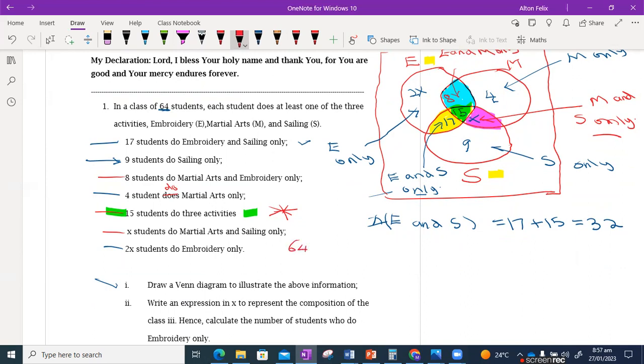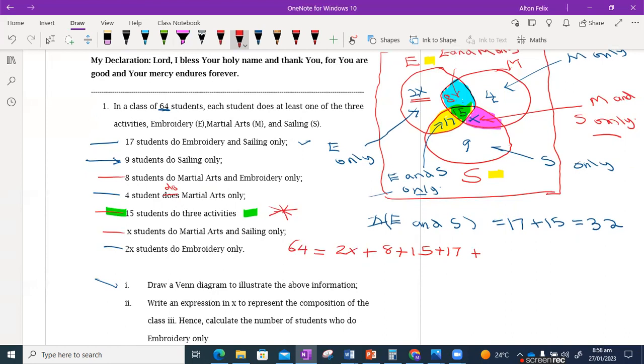So 64, which is the total number of students, will be equal to all the different regions in your circles when we sum it. Meaning, let's start with the embroidery circle. 64 will be 2X plus, let's go to the 8 in blue, plus, let's look at the 15 in green, plus, let's go with the 17, occupying that portion in yellow right there. So we have added the first bit of information for E. Then we're going to continue adding the rest of the information.